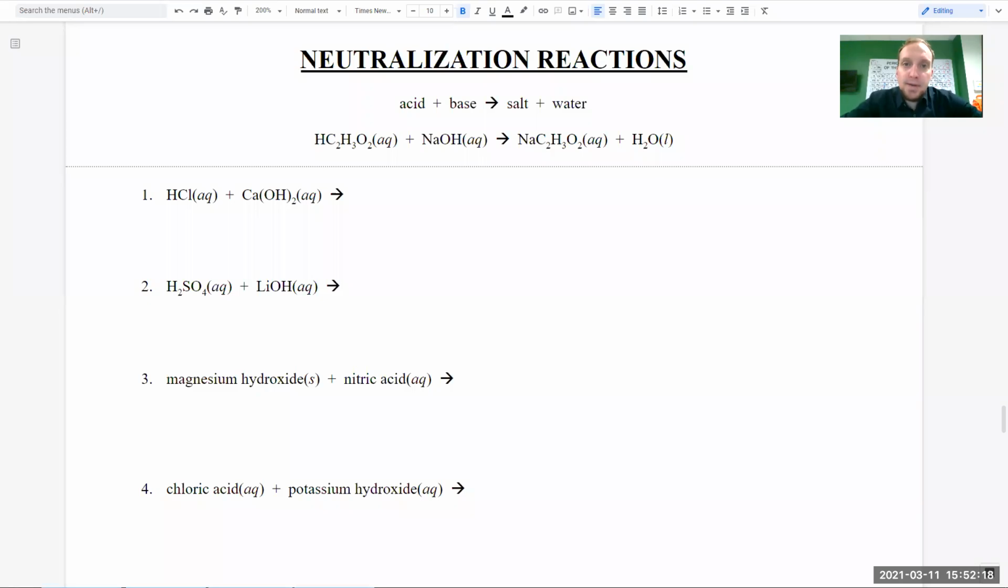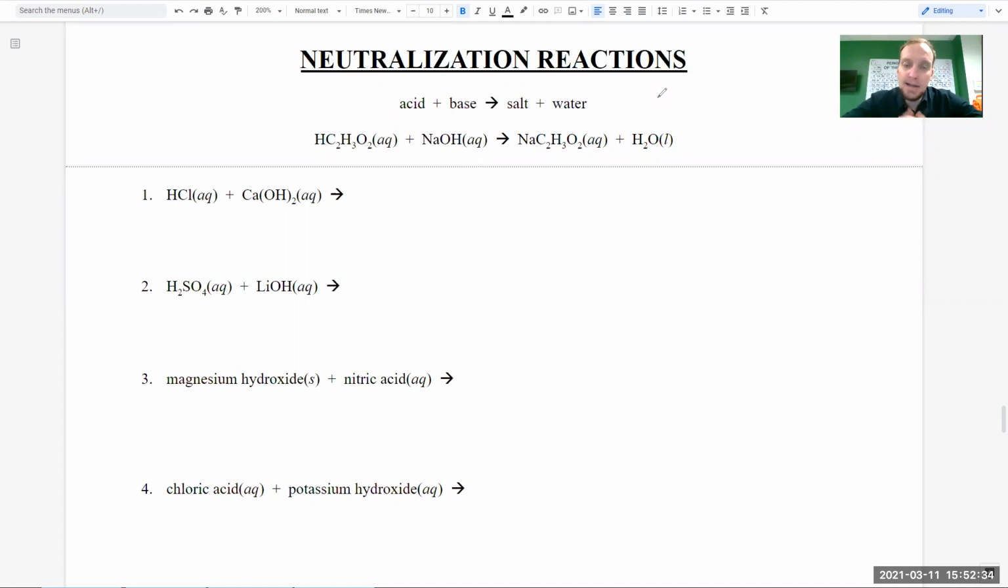Whenever an acid reacts with a base, it is called a neutralization reaction. Neutralization basically means that it's going to become more increasingly neutral, but not necessarily neutral. If we have equal strength acid and equal strength base, then they would neutralize back to a pH of 7.